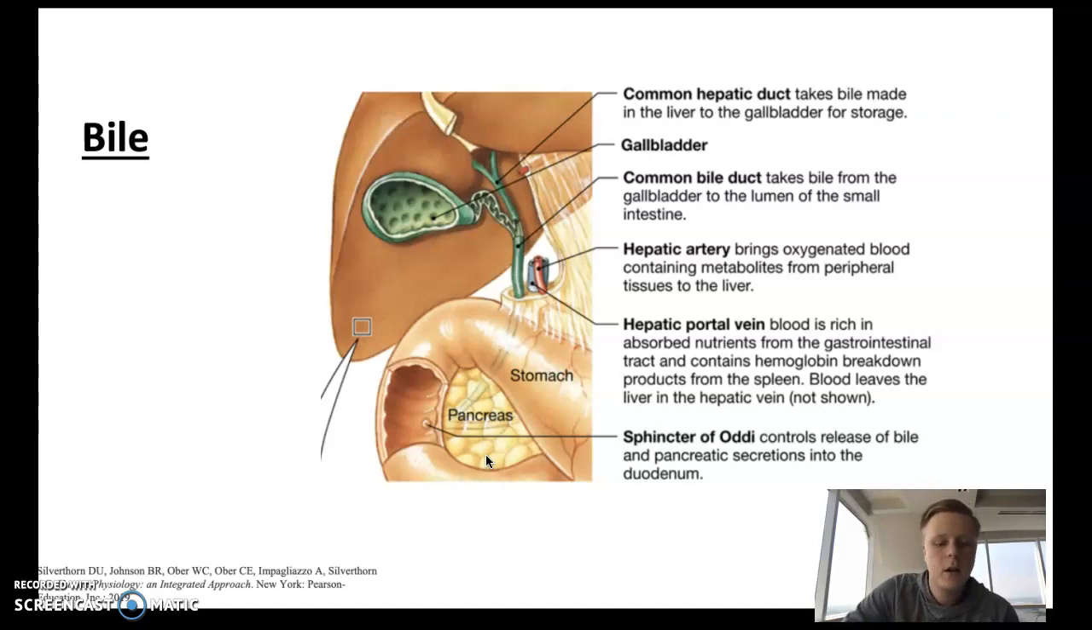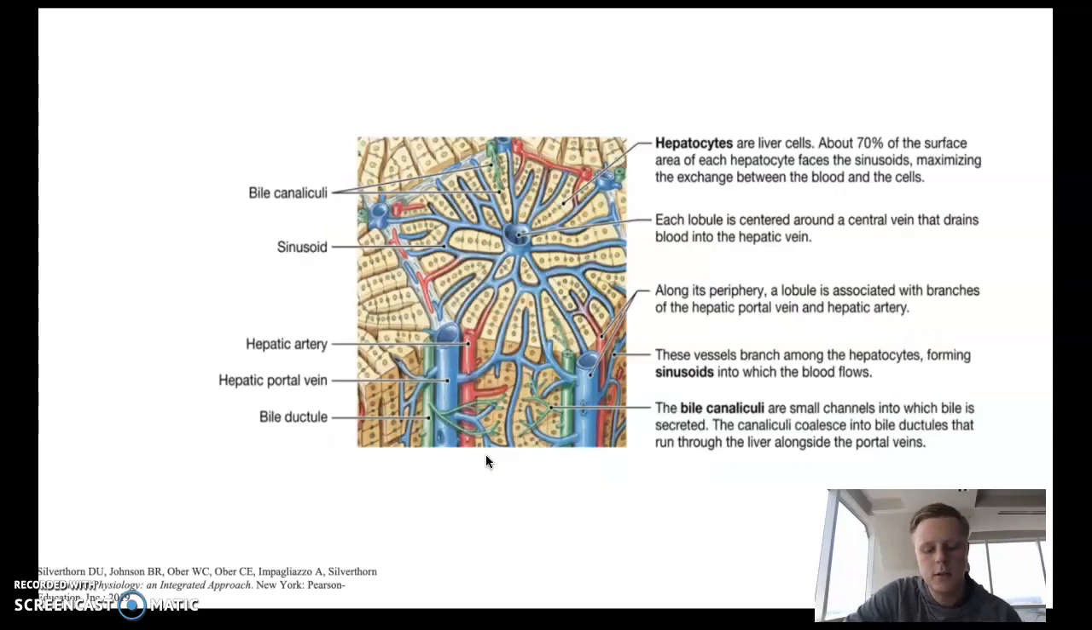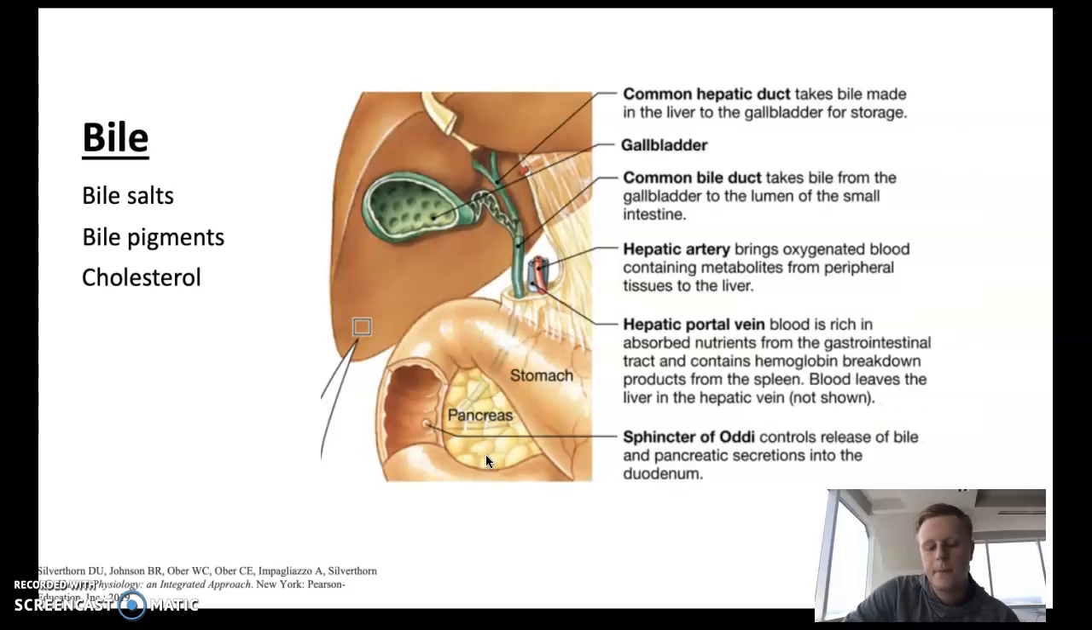Bile is made of bile salts, bile pigments, and cholesterol. Bile pigments are waste products of hemoglobin degradation. Bile salts are able to facilitate enzymatic fat digestion, and cholesterol is just excreted in feces. Other toxins found in the bloodstream are secreted with the bile as well, so that they can be removed from the body.